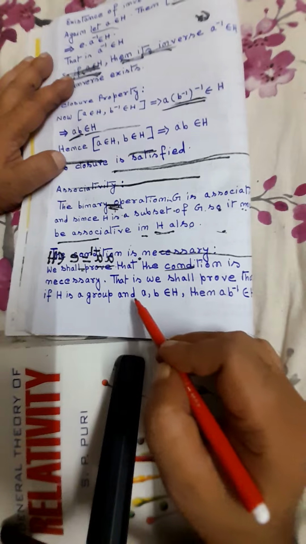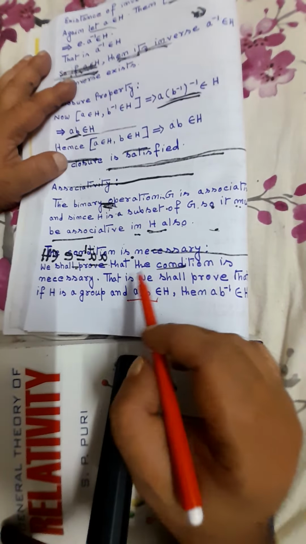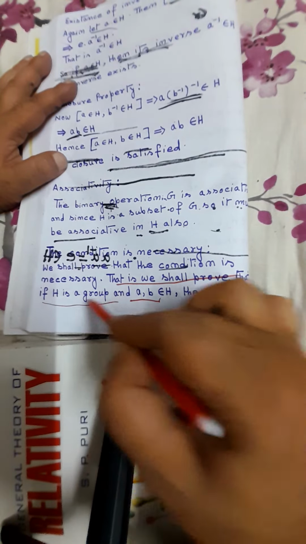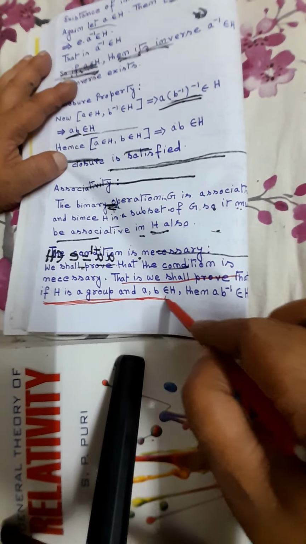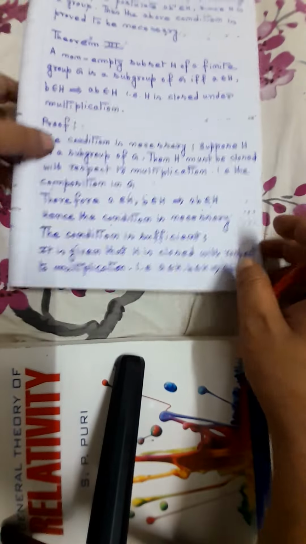That is, we shall prove that if H is a subgroup and A, B belong to H, then A B inverse will belong to H. This also comes as a question in the university exam. It will come as a question like this: if H is a subgroup and A, B belong to H, then prove that A B inverse will belong to H. So how can we prove that?